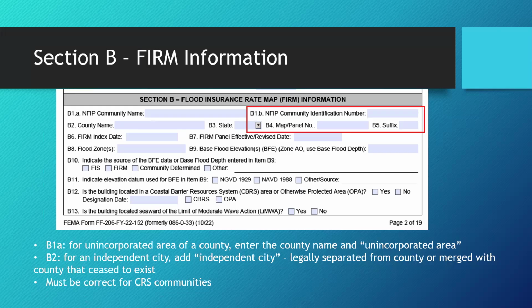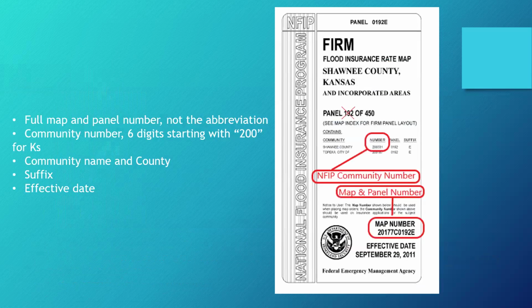They want the full number, the full community or county-wide number for your map. So we'll look at that, and then they all come with a suffix, so A, B, C, D, E, etc. That means how many times it's been republished or updated, and then we'll go through the rest. So again, full map and panel number, not the abbreviation. So if you look here, towards the bottom, the map number 2120177C0192E, that's the full map and panel number. So the E at the end, that's the suffix. So that means it's been updated that many times.